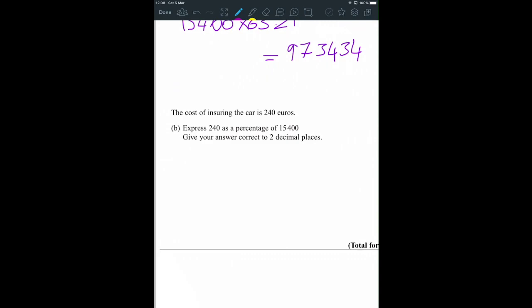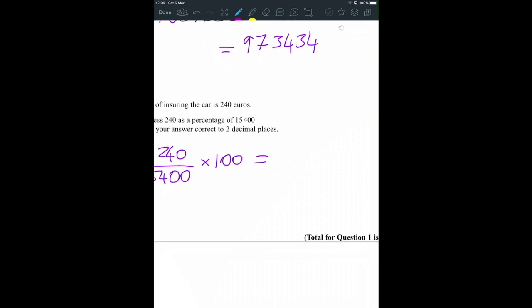We have a percentage question now. Express 240 as a percentage of 15,000. Do the division. That'll give us the decimal or the fractional link. Times it by 100 to turn it into a percentage link. Again, in my calculator, that's going to come out as 1.558, and that goes on for quite a while. This time the question did ask us to round to 2 decimal places, so 1.56%.